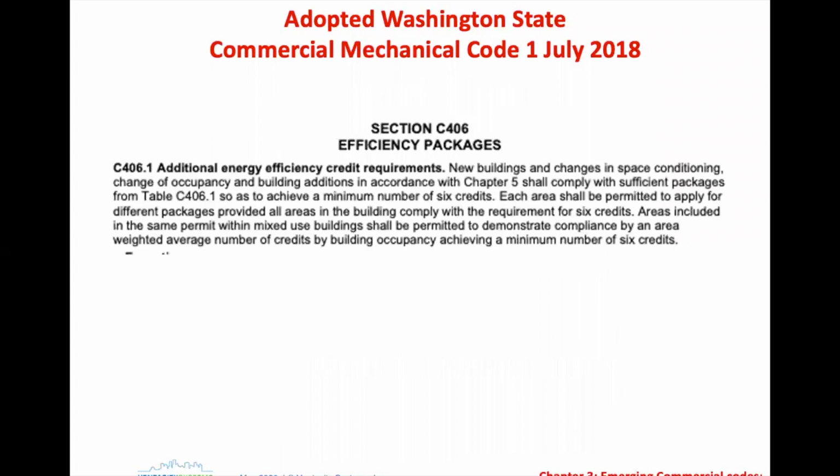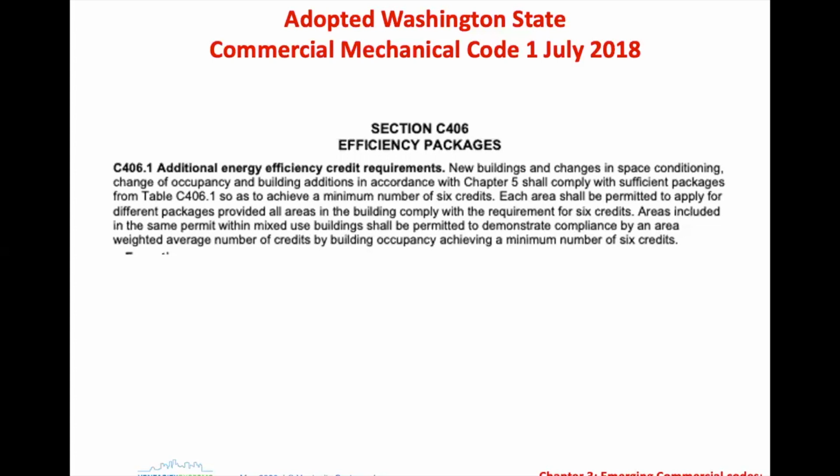And they have an efficiency, in effect, reach code. Washington State has credits available for reaching an energy efficiency benchmark. And so there are additional energy efficiency credit requirements you have to meet by gathering 6 points total from different metrics that you can use from an efficiency perspective.